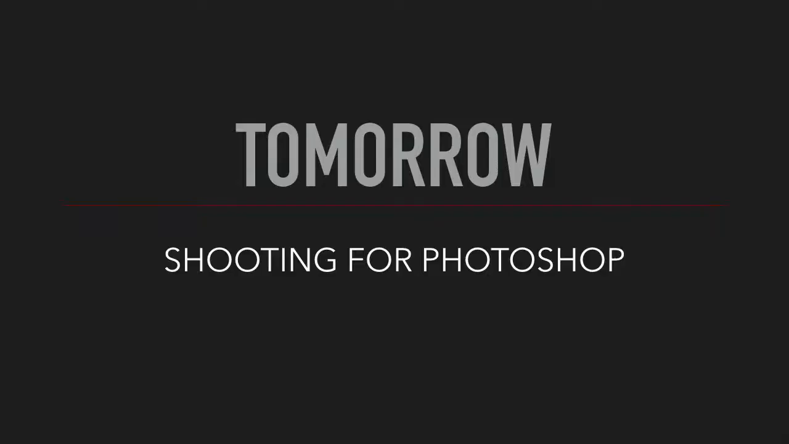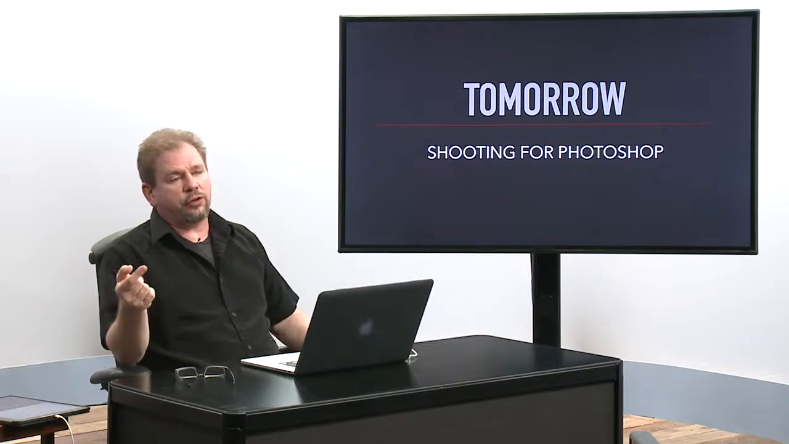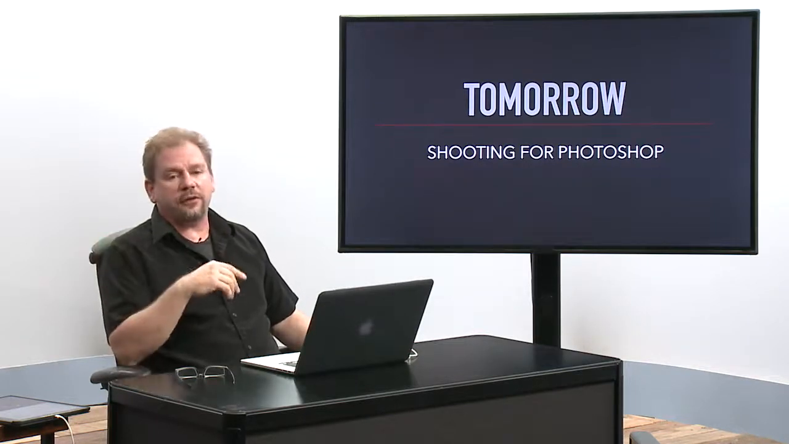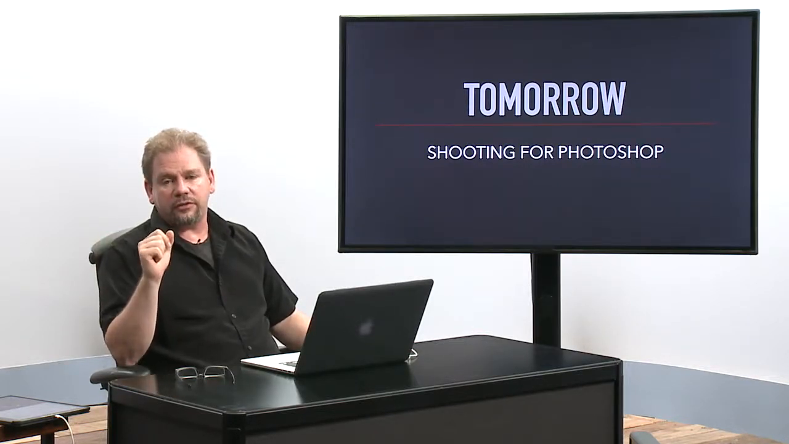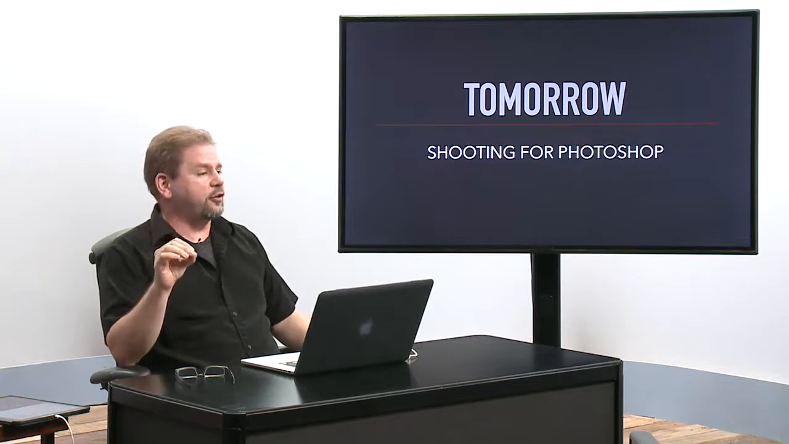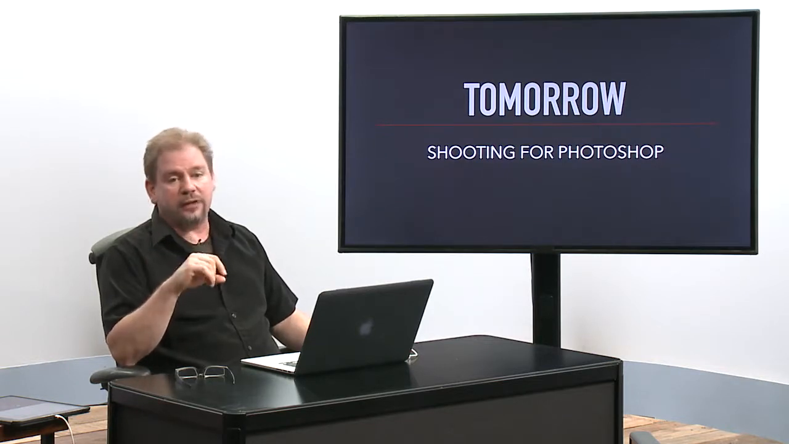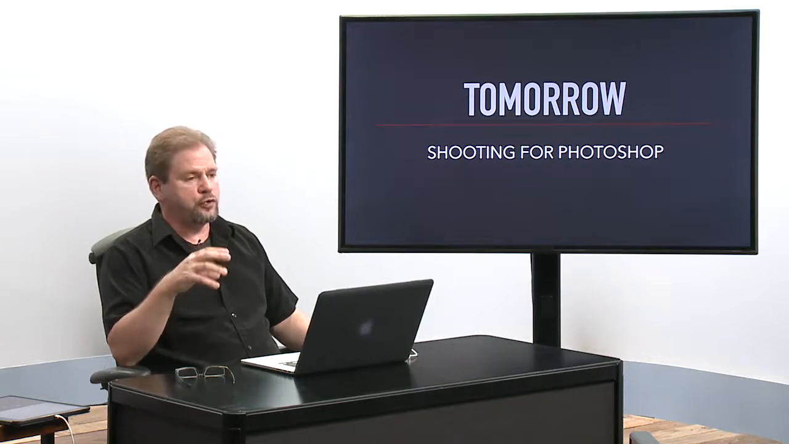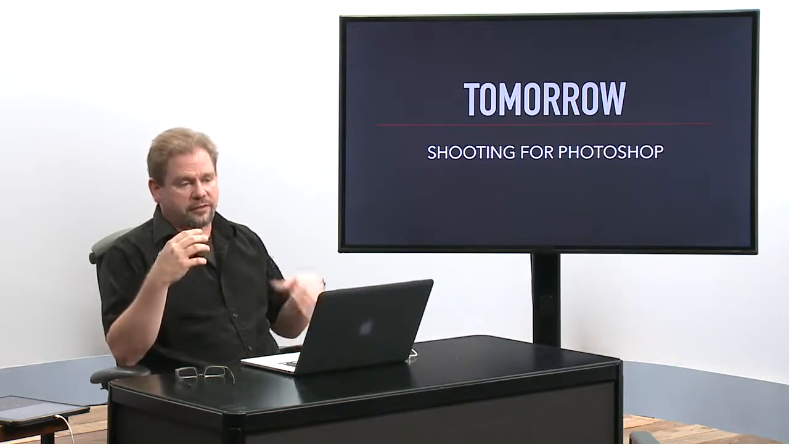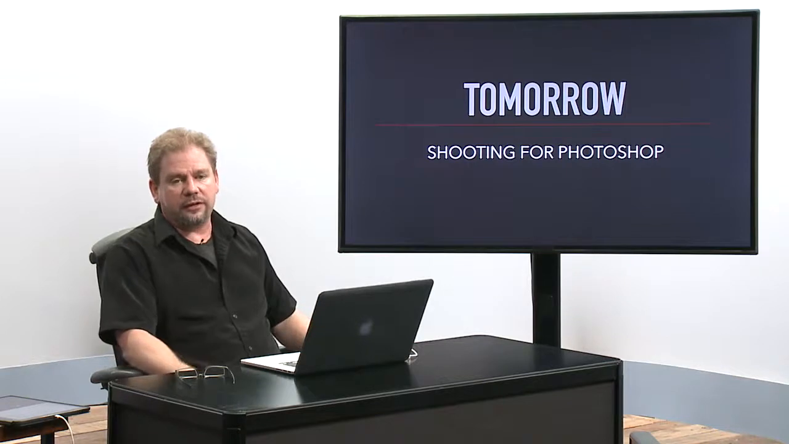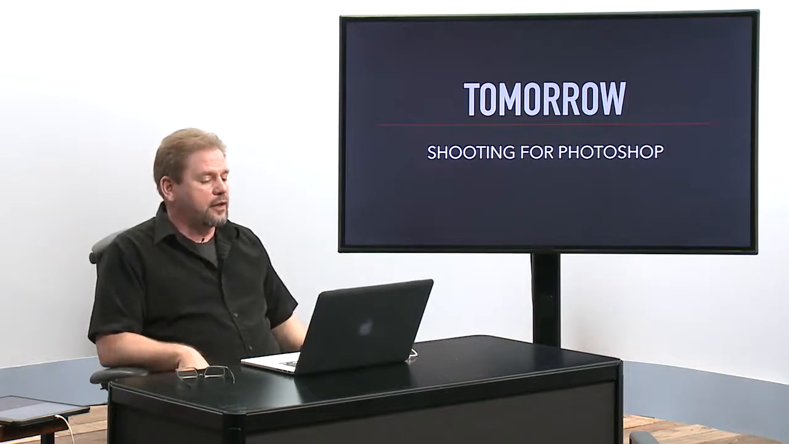So tomorrow we're going to talk about what I call shooting for Photoshop. Shooting for Photoshop is where we think about Photoshop when we're out in the field with our camera taking pictures. And if we think about Photoshop when we're out doing that, there's a lot more we can do. A lot of people only think about Photoshop for post-production, where they don't think about it at all when they're out shooting. And we're going to look at all sorts of things.